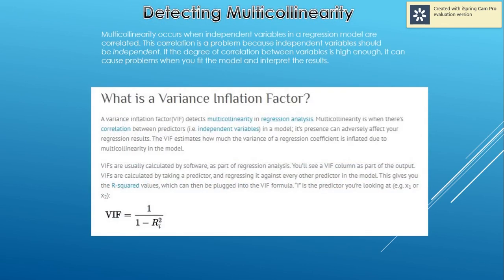Now we will detect multicollinearity. Multicollinearity occurs when independent variables in a regression model are correlated. This correlation is a problem because independent variables should be independent. We will detect multicollinearity using the variance inflation factor, or VIF, which is given as VIF = 1 / (1 - Ri²), where Ri² represents the R squared values.